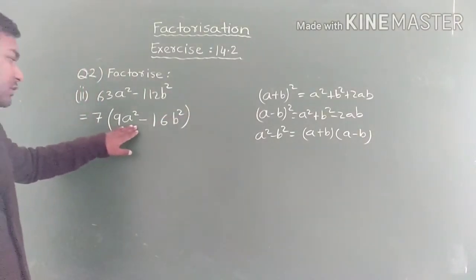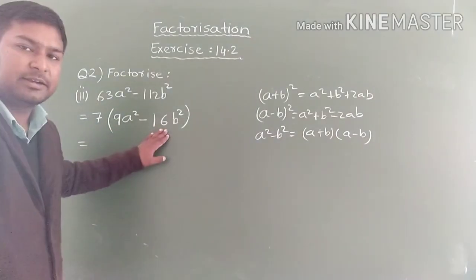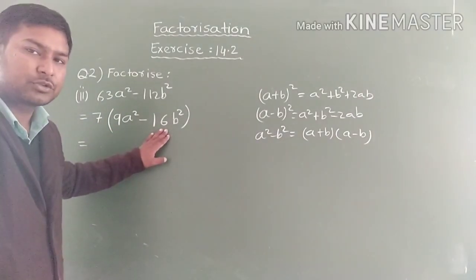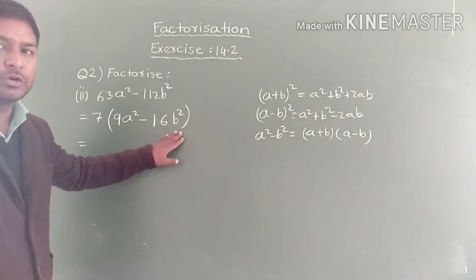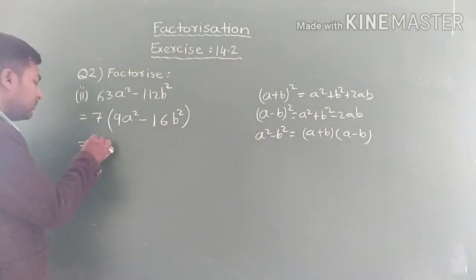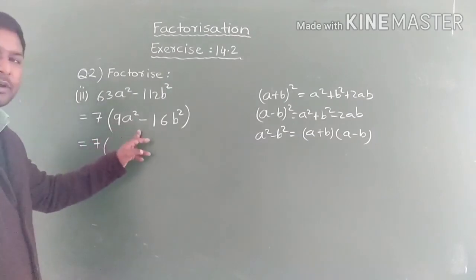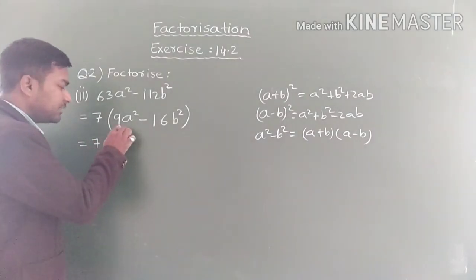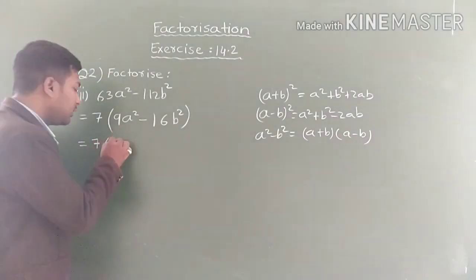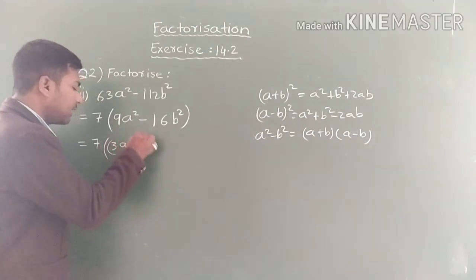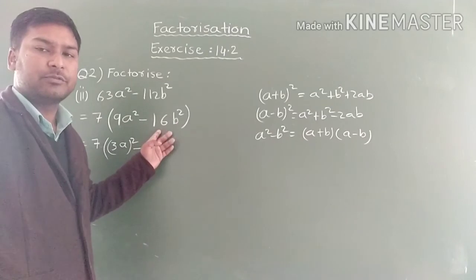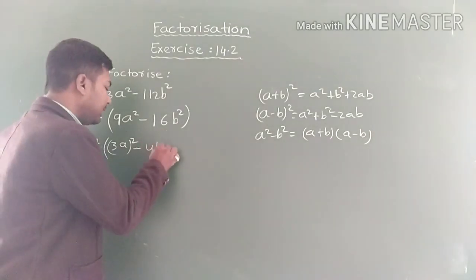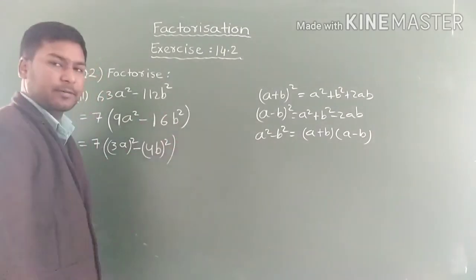Now 9a square and 16b square, can they be converted into a whole square? Yes, they can be converted. So it will be 7 times, 9a square, that means 9 is the square of 3, so it will be 3a whole square, minus 16 is the square of 4, so it will be 4b whole square.